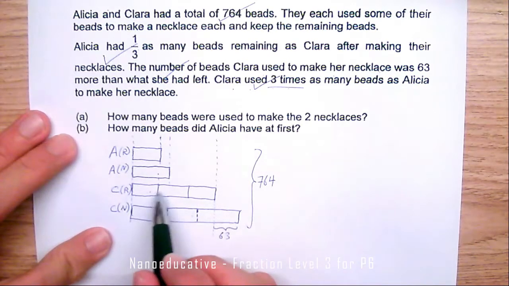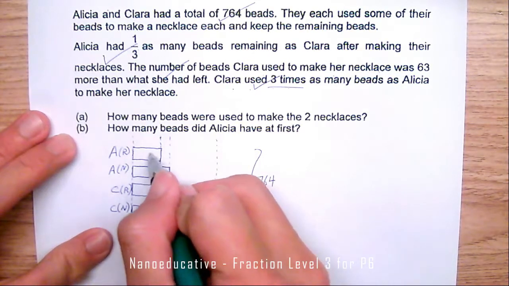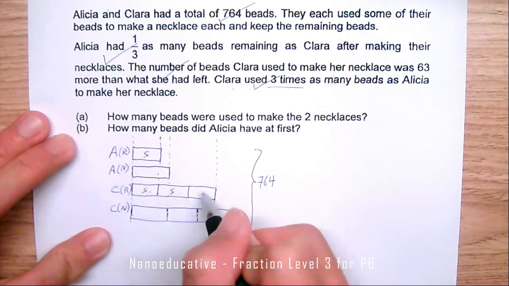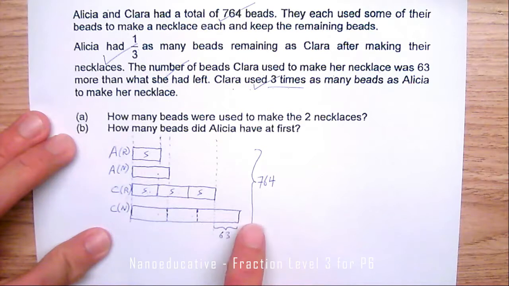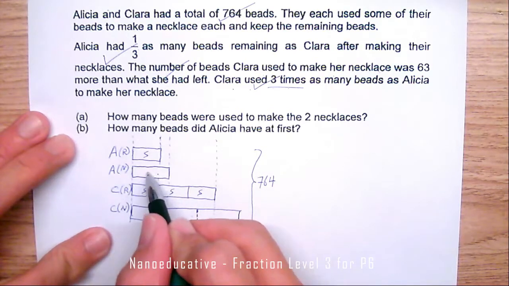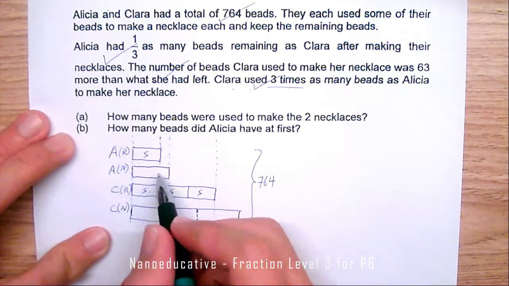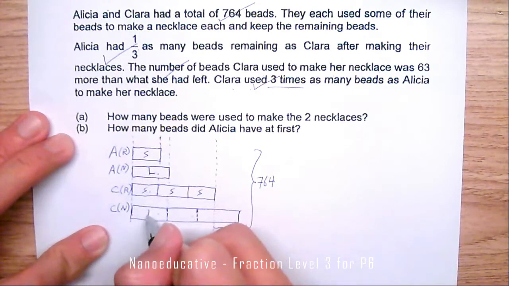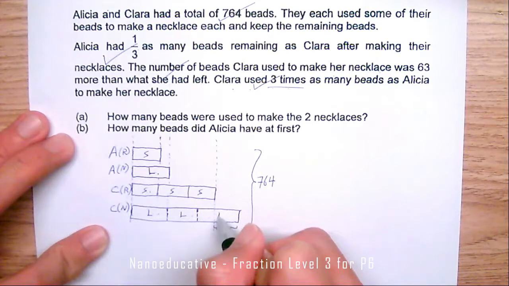Right now, I'm going to show you all something. These are the small ones, right? I'm going to put S for small. These are the small bars, and they are all the same. Then the remaining ones, the ones that they used to make a necklace, I'm going to call the long bar. So L, L, L, L, L.